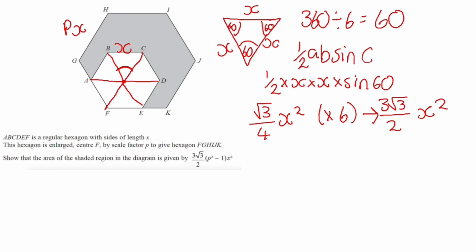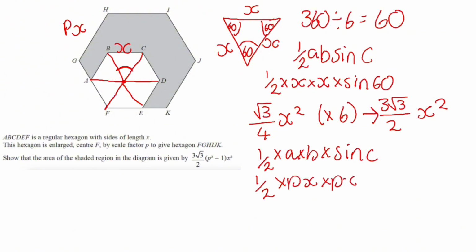So what we are going to do is, once again, we're going to use a half times A times B times sin C. Now this time A and B are going to be px. So we have got a half times px times px times sin 60. The angle is still exactly the same because we've still got equilateral triangles. The only thing that has changed is the side length.